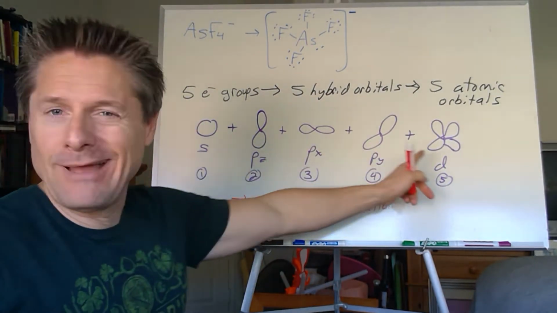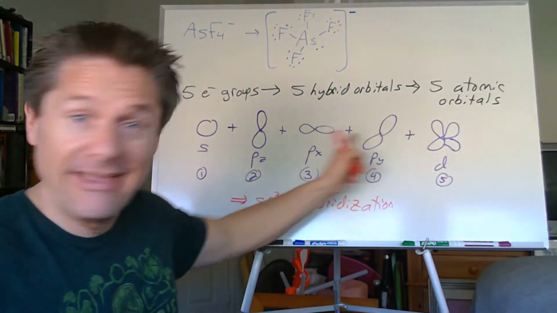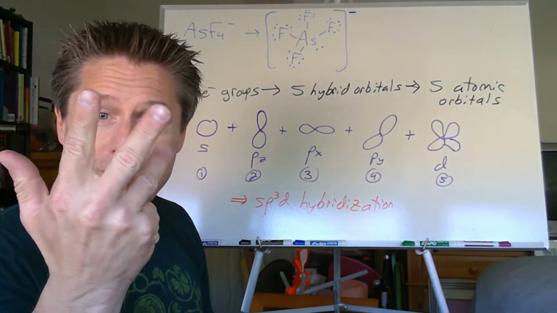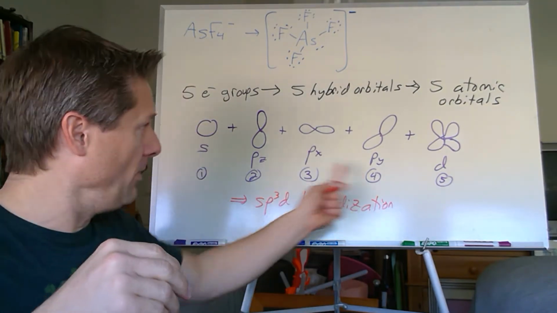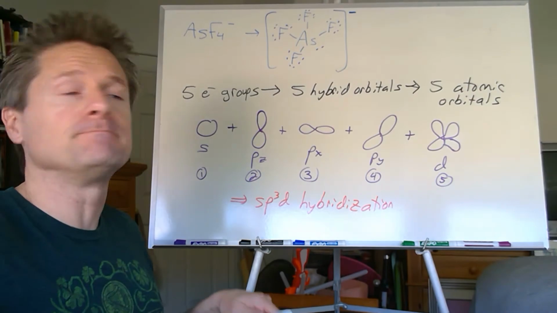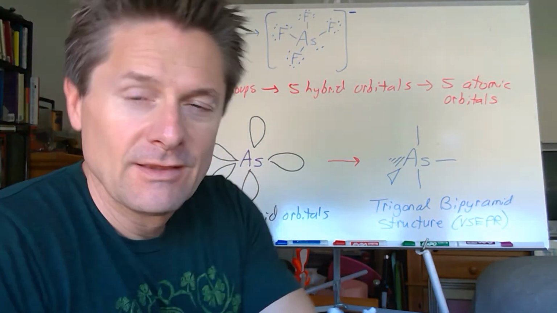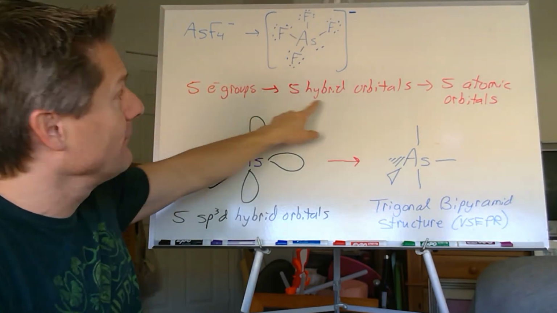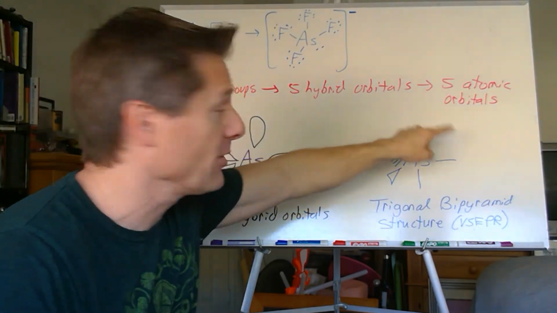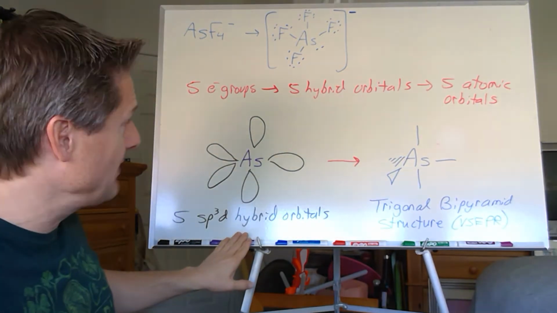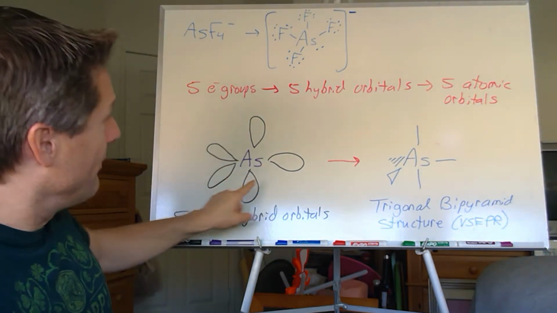Now, I'm not going to ever ask you to draw this, right? All I want you to do is go, hey, there's 5, sp3d. Boom. You don't have to label them. Let's look at what this looks like in 3 dimensions. So with 5 electron groups, 1, 2, 3, 4, 5, 5 hybrid orbitals needed, 5 atomic orbitals, sp3d. So we've got sp3d hybridization, and that is the structure.